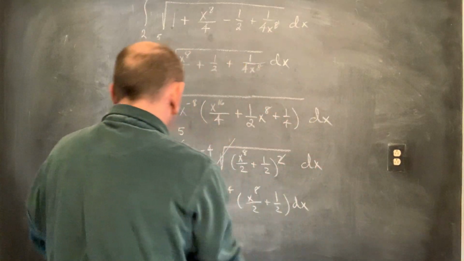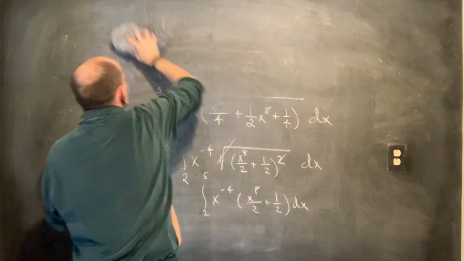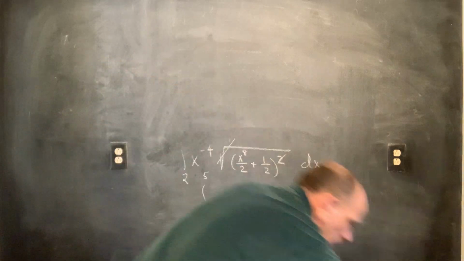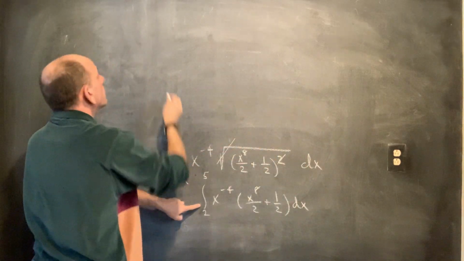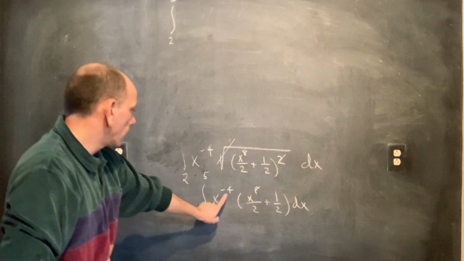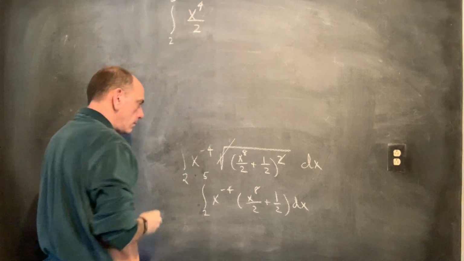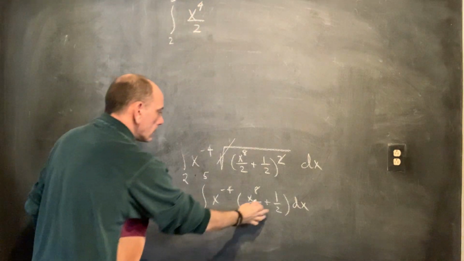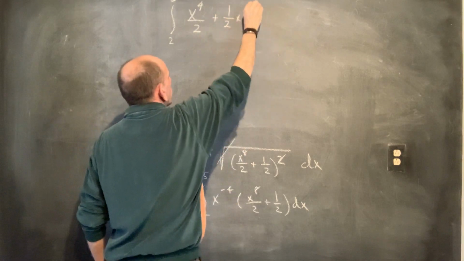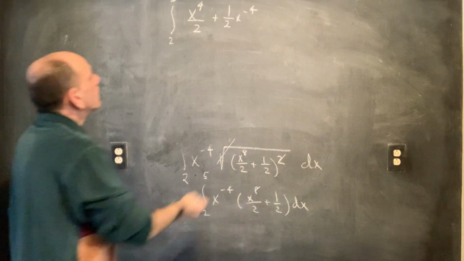Okay, but we're getting close now. We've gotten rid of this square root. So we're here, 2 to 5. 8 minus 4 would give me x to the 4th over 2. And I might as well just leave it x to the negative 4. So that way we can do a power rule. dx.